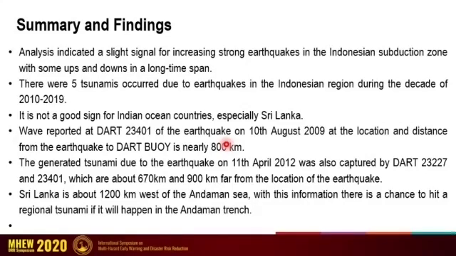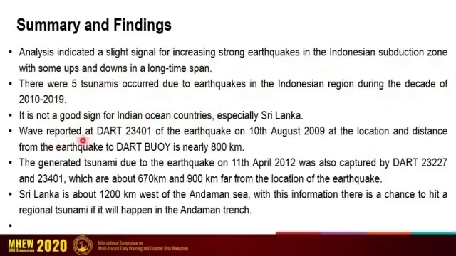Finally, I would like to summarize the whole study and provide some findings. The analysis indicated a slight signal for an increase in strong earthquakes in the Indonesian subduction zone, with some ups and downs over a long time span. There were 5 tsunamis due to earthquakes in the Indonesian region during the decade of 2001 to 2019. It is not a good sign for Indian Ocean countries.